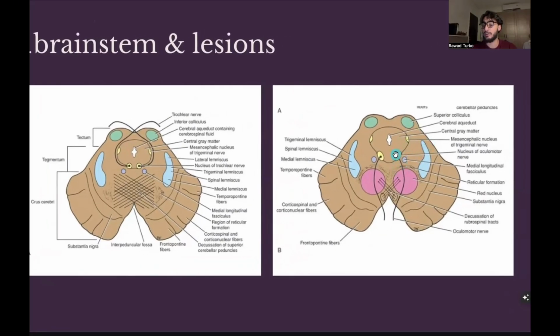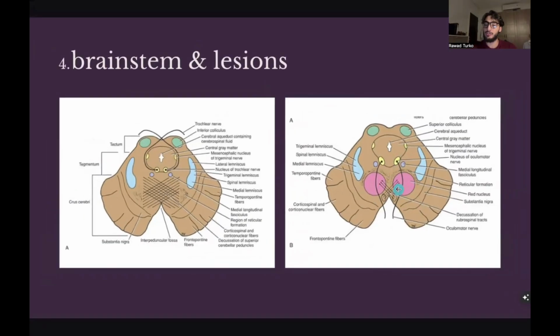Again, right here we're at the level of the oculomotor nerve. So this is the nucleus of the oculomotor nerve. It's in the midline, and then the MLF, the medial longitudinal fasciculus. The red nucleus here, which is responsible for posturing, okay, and the decussation. Again, you don't have to know the rubrospinal tracts.